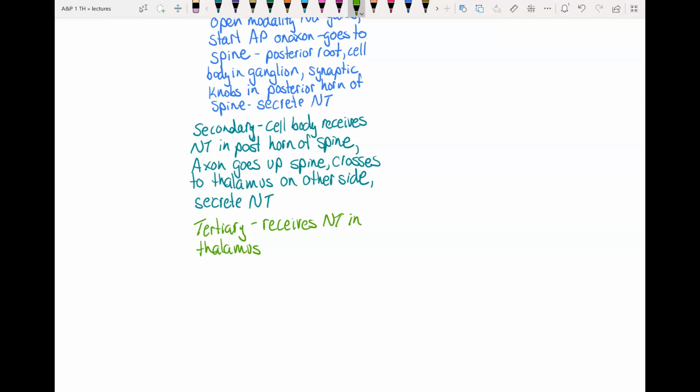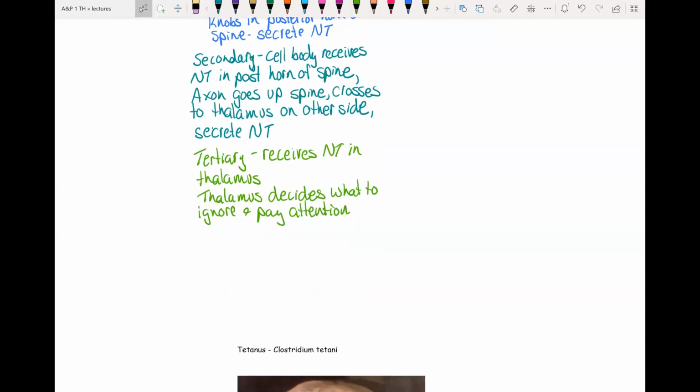And remember, the thalamus decides what to ignore and what to pay attention to. Only things that it decides to pay attention to will continue on up to the cerebral cortex. So most signals don't make it past the thalamus. You can't pay attention to everything.